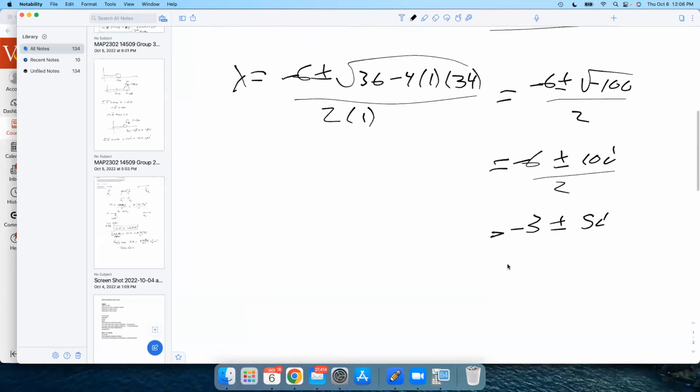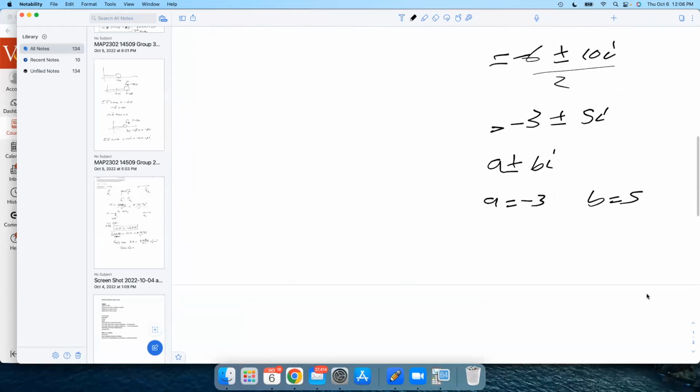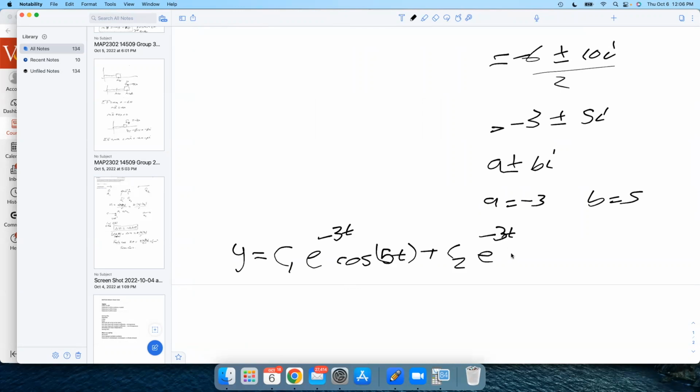So we got solutions of the form a plus or minus bi. So a is -3 and b is 5. We got complex solutions. Then my general solution will be c1 e to the at cosine of bt plus c2 e to the at sine of bt. So this plus or minus plays no role whatsoever. We're not going to do any kind of plus or minus stuff. We just figure out who the a is and who the b is. There's our general solution.